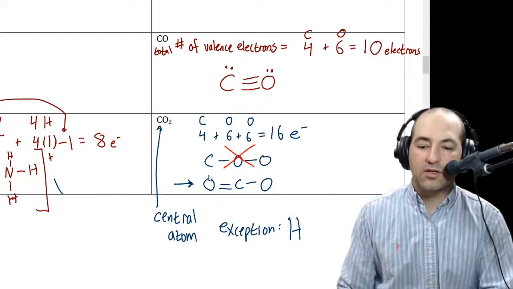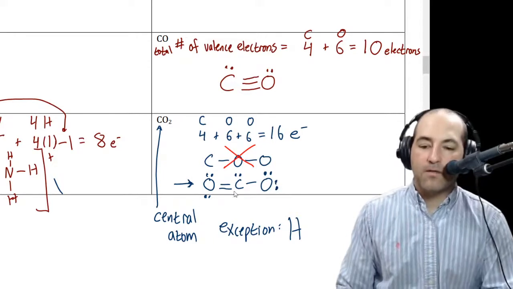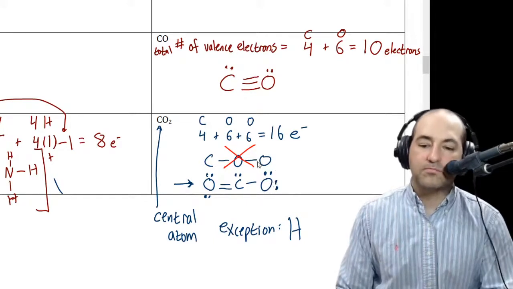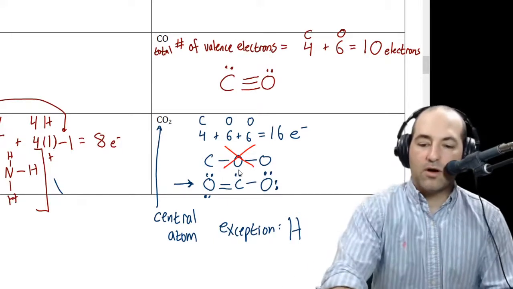So 2, 4, 6, 8, 10. So that's 8 electrons for that one. 12, that's 8 electrons. 14, 16. All right, so I got 8 electrons, 8 electrons. Oh, only 6. So we're not quite there yet. Now in this one, I can see that if I just take these 2 electrons and share them over here, I can make that work.